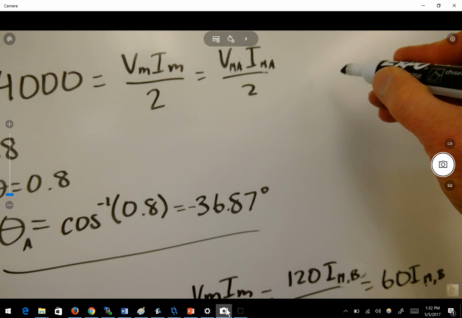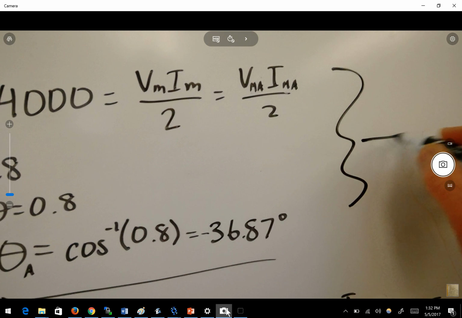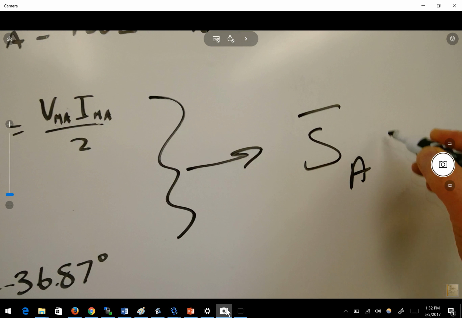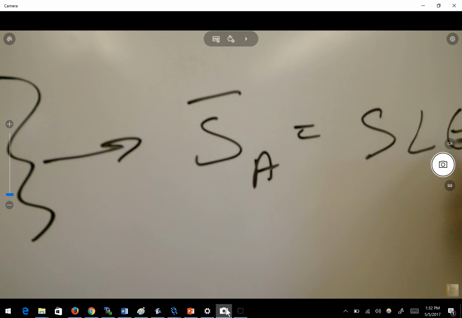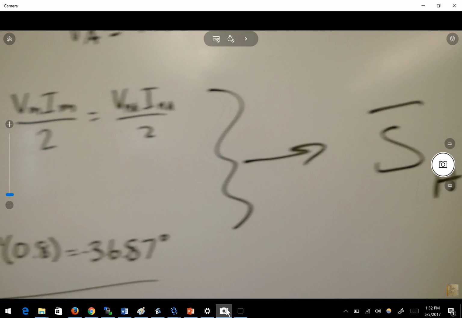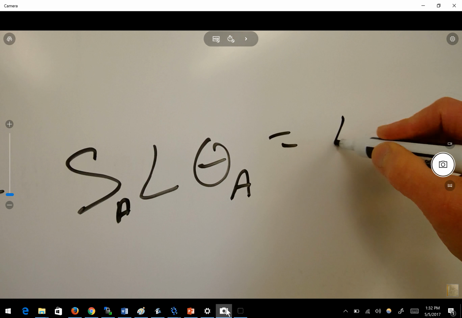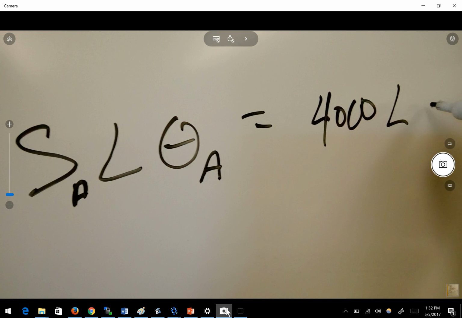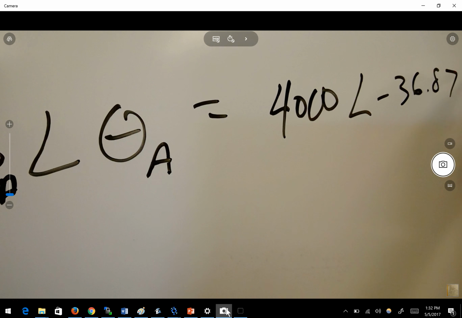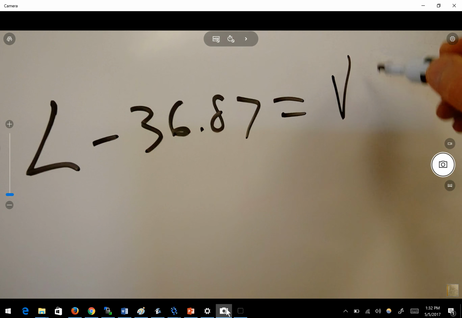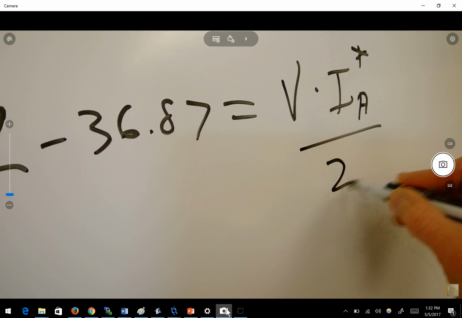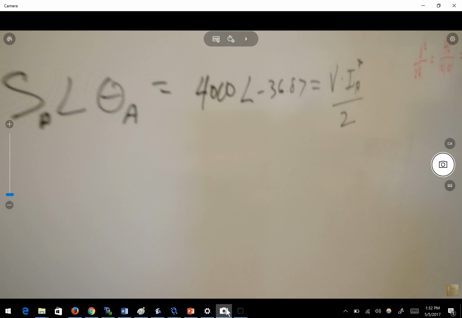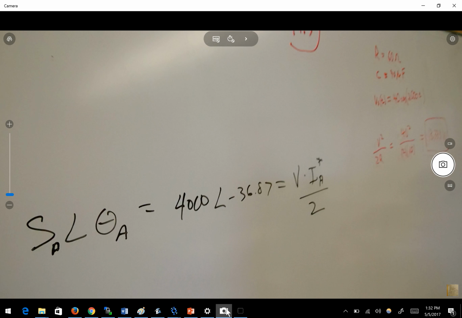Essentially you can now write complex power, right? Now that you know SA and theta A, then your complex power A is S angle theta A, right? That is, what was that again? 4,000 angle minus 36.87. And that equals the phasor voltage times the complex conjugate of IA over 2. Right. So you can find IA, because you know V is 120 angle 30. So you can find IA that way.